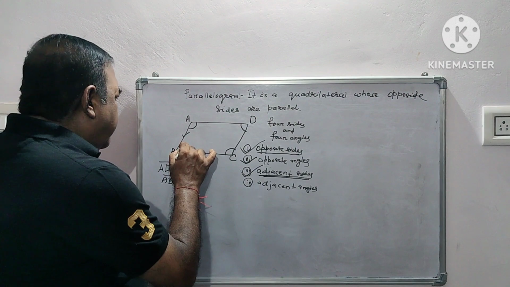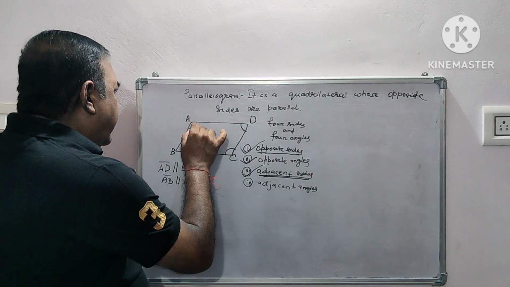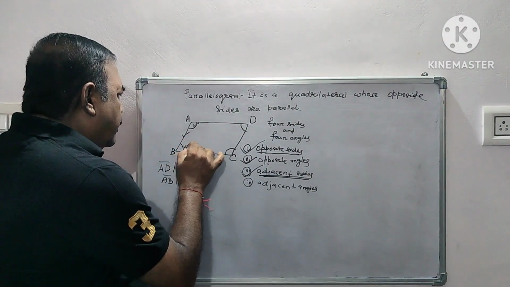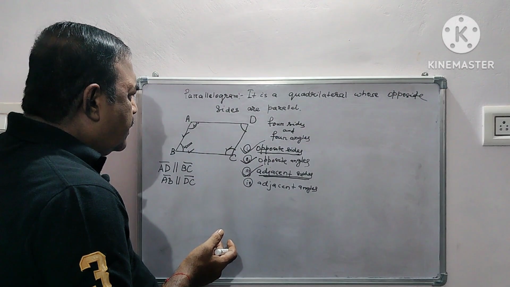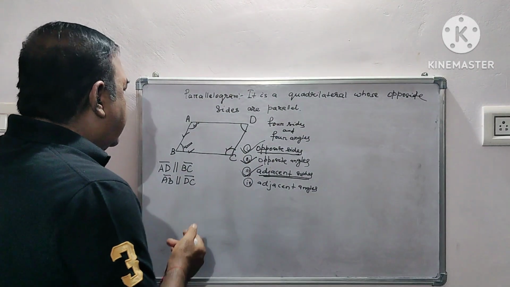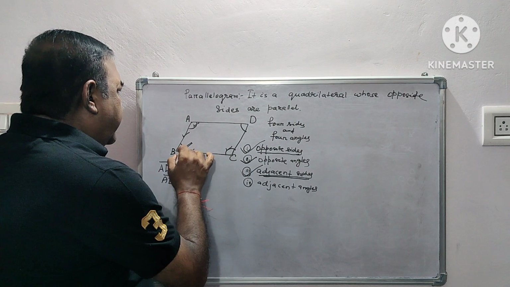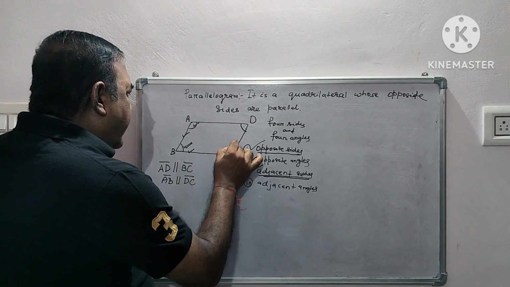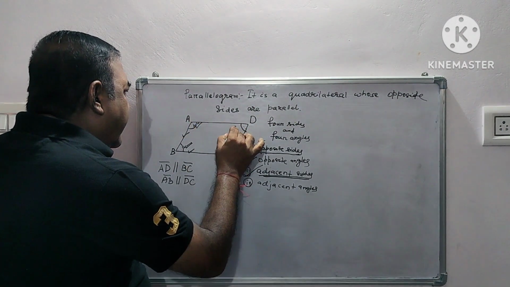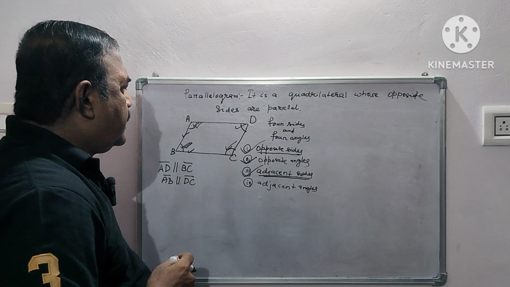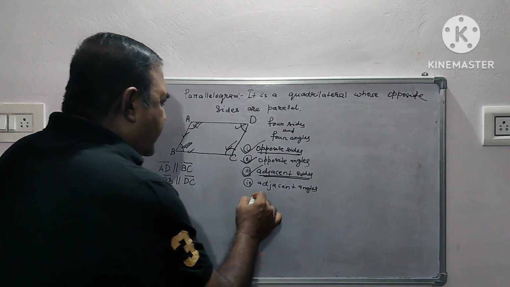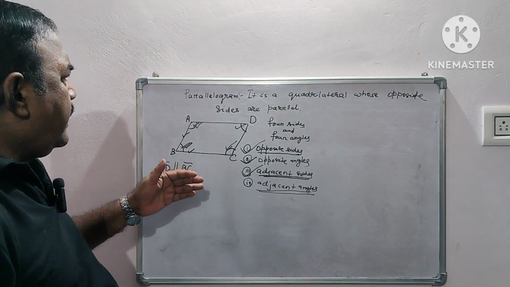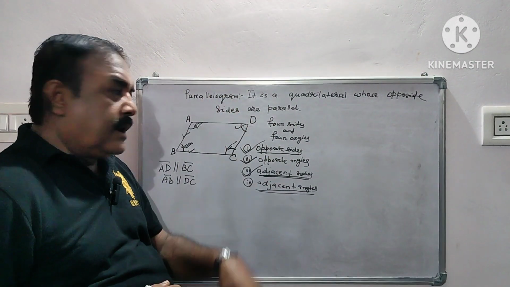And what are adjacent angles? You see, angle B with angle A, this is a pair of adjacent angles. Angle B with angle C, this is also a pair of adjacent angles. For angle C, both angles B and D are the adjacent angles. For angle D, angle C and angle A. For angle A, angle D and angle B. So you can call it like this. These are the adjacent angles. So these are about the elements of the parallelogram.